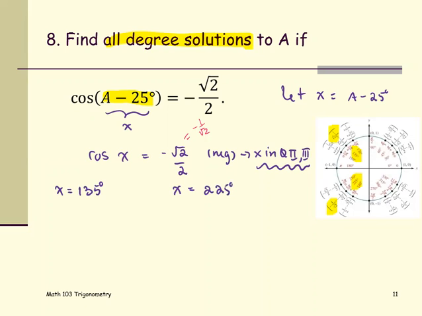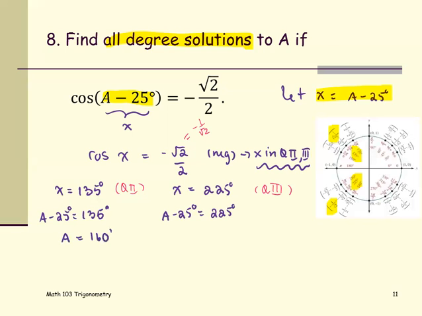So I'm going to put a note here. This is in the second quadrant, and the second one is from the third quadrant. Recall x is A minus 25 degrees. Replace x with A minus 25 degrees, and then add 25 degrees to both sides. We have A equals 160 degrees for the first one, and A equals 250 degrees for the second one.